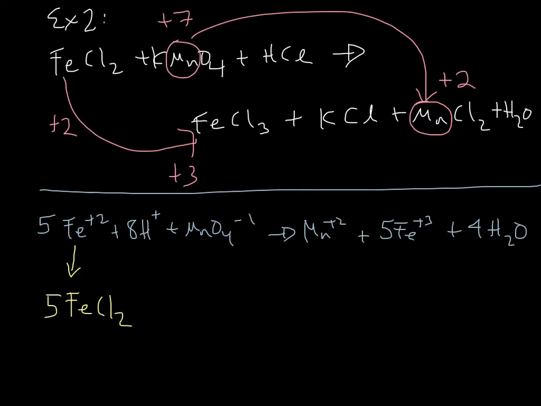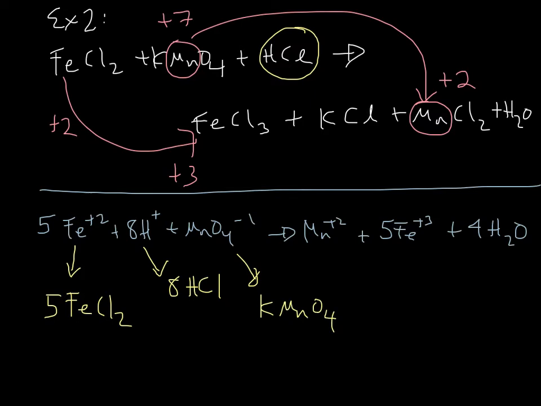Then let's look at the 8H+. Where did that come from? If I look at the original equation up at the top of the screen, that had to have come from the acid. So that had to have come from the HCl. So 8H+s are going to have come from 8 HCl's. Then where would the MnO4 permanganate ion have come from? That would have come from potassium permanganate. So those are the things on the reactant side.